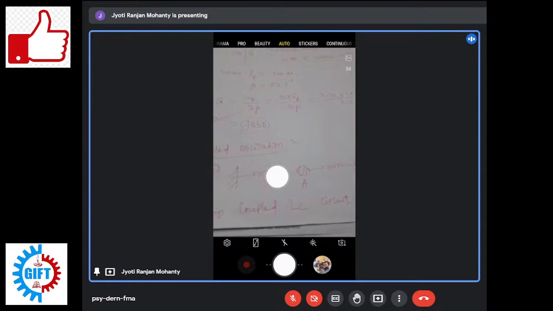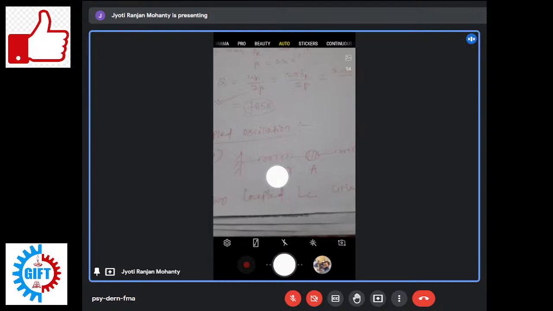The third one is, likho, two simple pendulums are connected by a spring, S-P-R-I-N-G. Two simple pendulums are connected by spring.